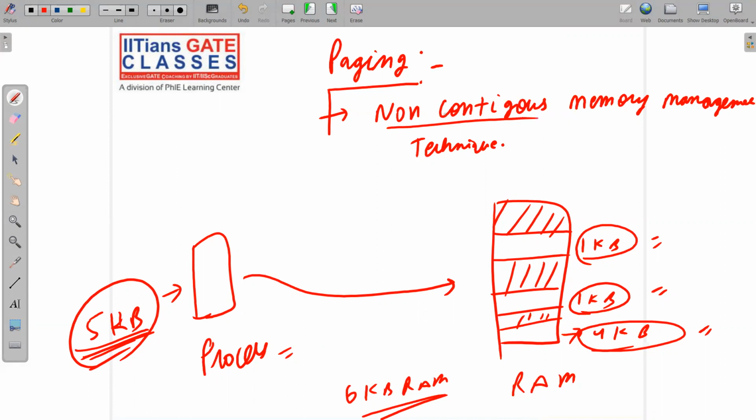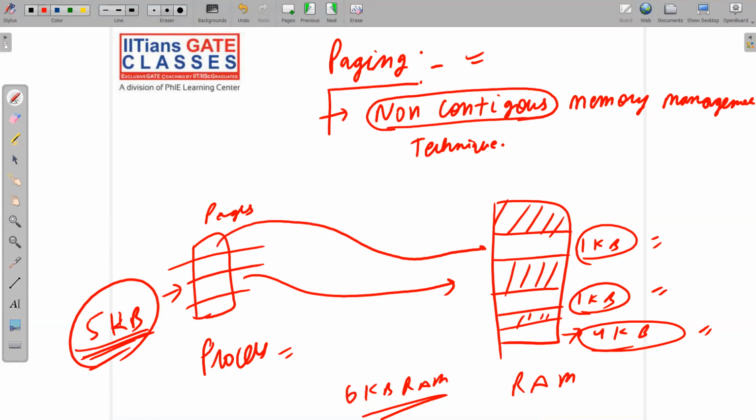But paging will allow us to do that. So that is the basic meaning of non-contiguous. What we will do is divide the process into fixed and equal size parts called pages, and these pages will be stored in main memory. Wherever we have space we can store them. For example, this page is 1 KB, so I will store a 1 KB page here. This page is 1 KB, we will store here. And let us suppose we divide this memory into 1 KB parts.